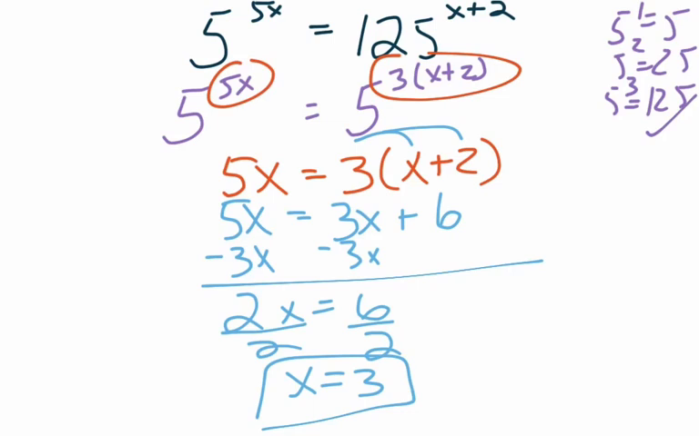I'll just wait for a moment for those of you that need to write down some of those steps in your notebook so that I'm not zooming through the problems too quickly. The next problem, if you're ready to write it down, is 9 to the 2x minus 1 equals 3 to the 6x.